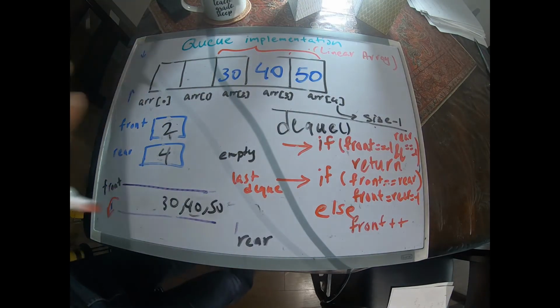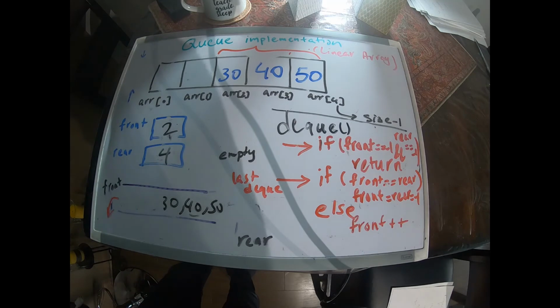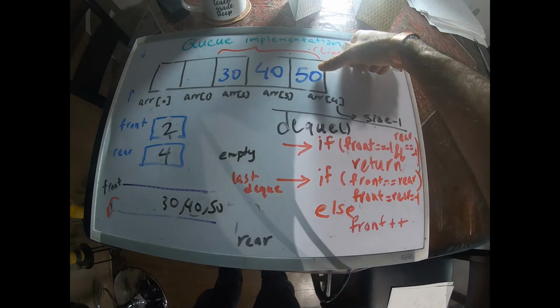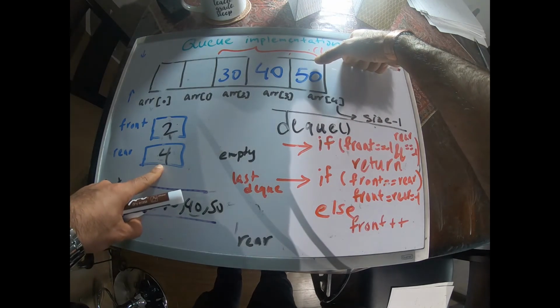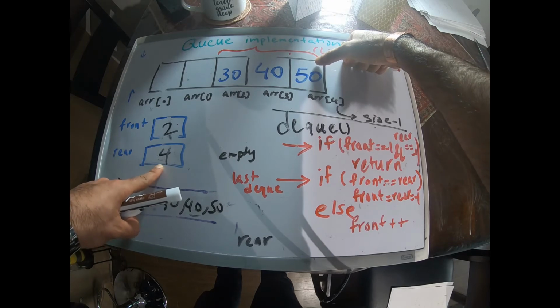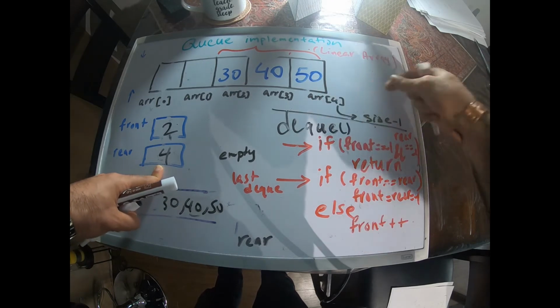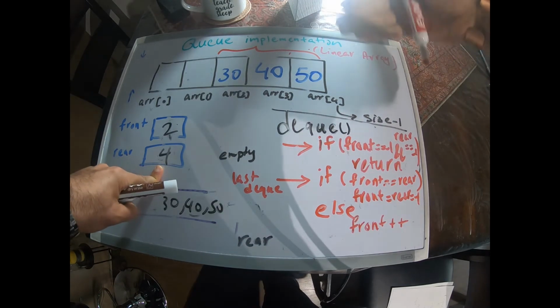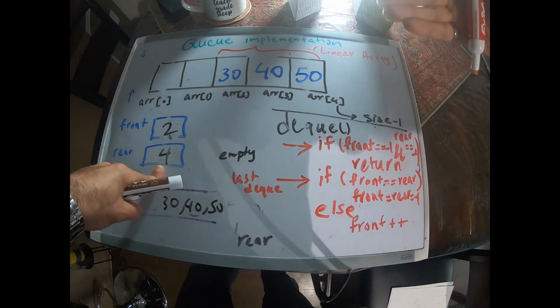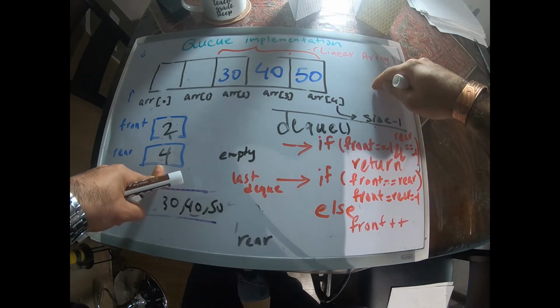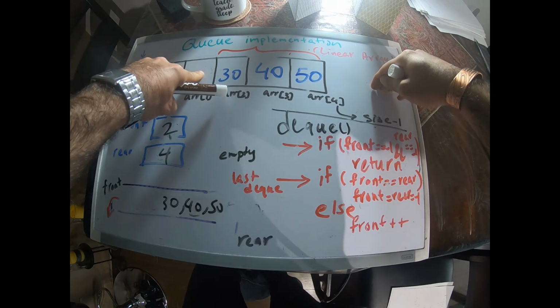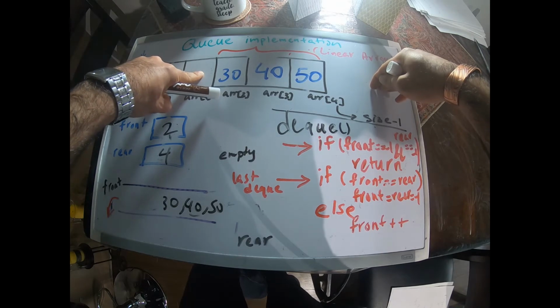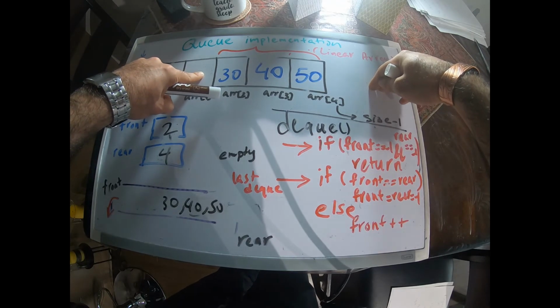Okay. What if at this point I want to NQ another number into the queue? Can I do it? No, I can't, because you remember that now rear is equal to size minus 1. There is no more room here to NQ another number, let's say 60. But am I using my array efficiently, memory-wise? No, I'm not, because I actually have 2 empty spots here. Why shouldn't I be able to NQ?